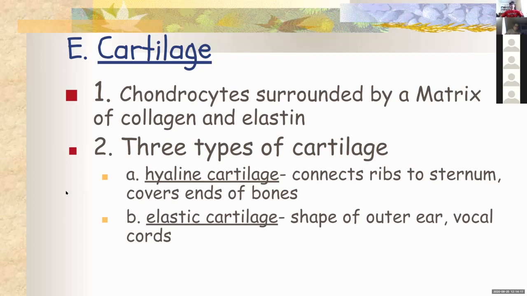There's another type of cartilage, which we call elastic cartilage. And we're almost done for the day with notes, guys. Just hang in there. Elastic cartilage. And we find elastic cartilage here. So the shape of our ears are made from elastic cartilage. This is just skin and fat. Here, though, there's cartilage. We also find elastic cartilage in our vocal cords.